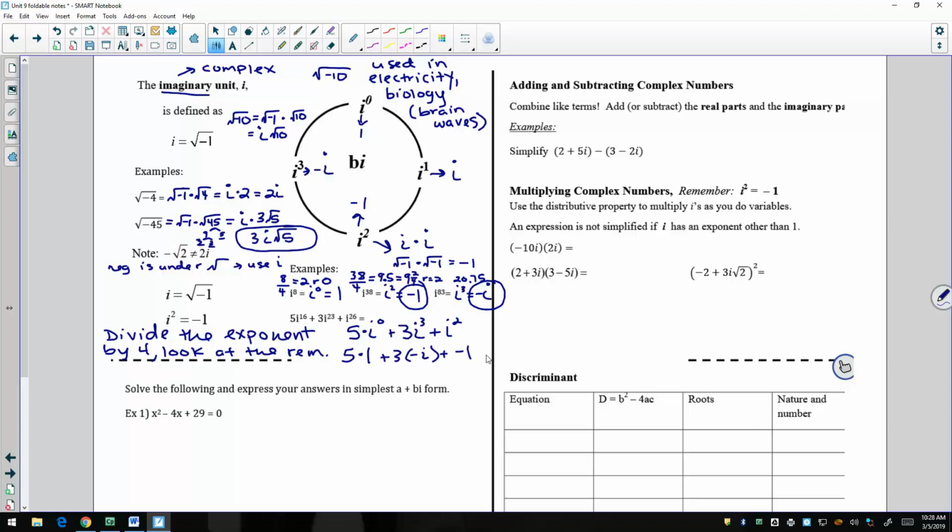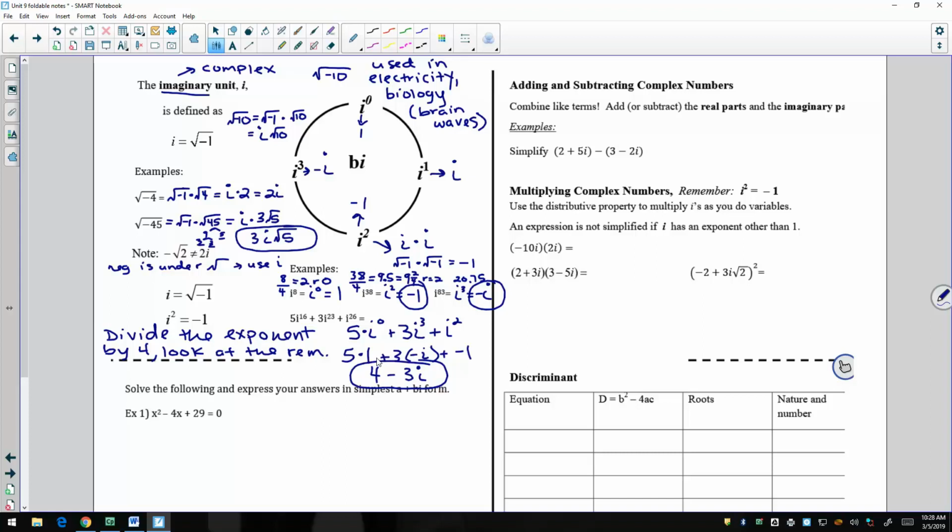And now I'm going to combine my like terms. So this is 5 minus 1, that's 4. 3 times -I is just -3i. You treat the i's like you would variables like x's. So in your head, treat that like it's an x. And then you just combine your like terms.